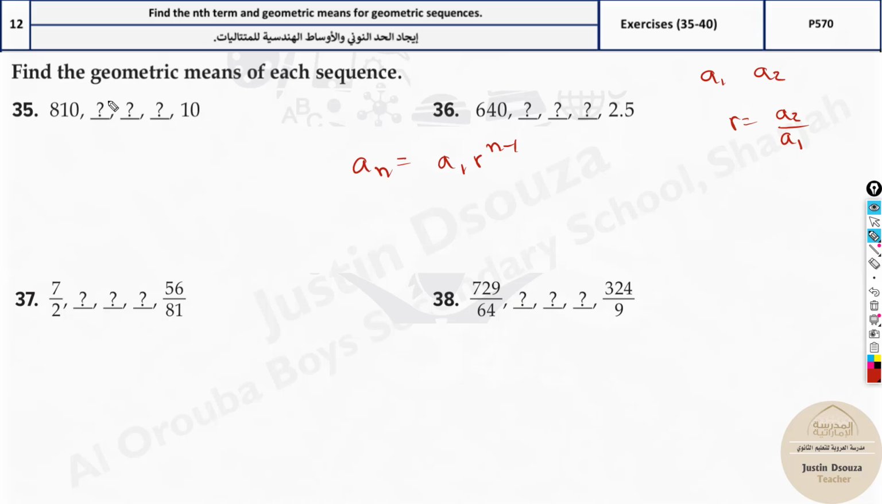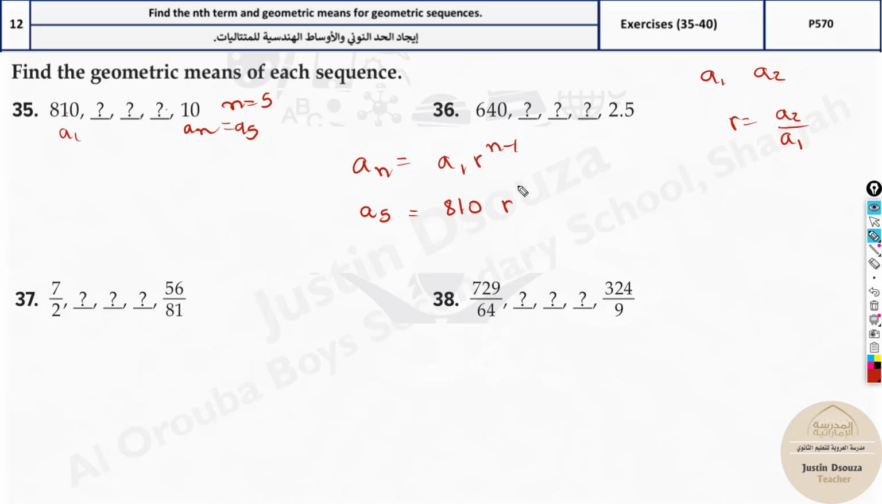But we know how many terms are there, right? 1, 2, 3, 4, 5. So I can tell n is equal to 5. The first term is 810. This is the nth term, that is 5, right? An is a5 in this case. So can we substitute and try something? An, that is a5 over here, because there are 5 terms only, will be equal to a1 is 810, r is unknown.